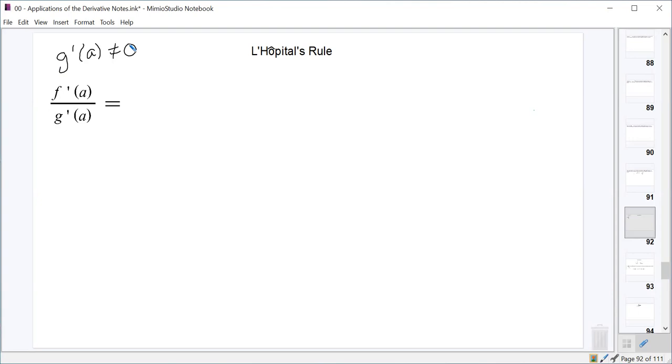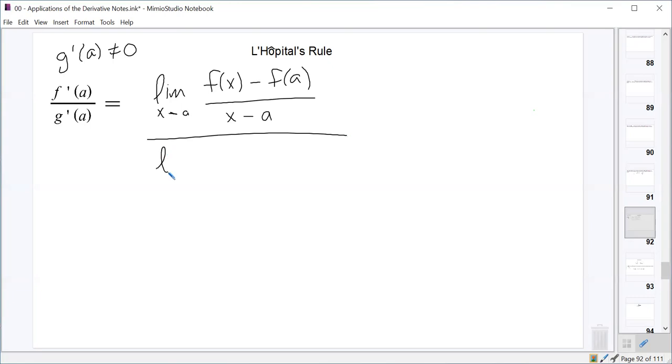And we could write this out using a limit definition of the derivative, saying that f prime of A is just equal to the limit as x approaches A of f of x minus f of A over x minus A, over the limit as x approaches A of g of x minus g of A over x minus A. We remember way back to the beginning of our unit on derivatives, this was one of the two forms of the limit definition of the derivative.